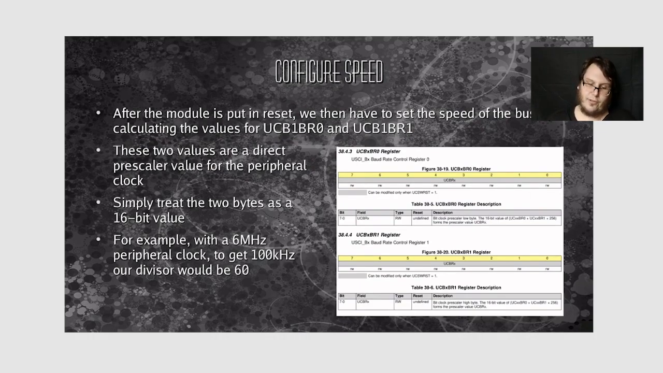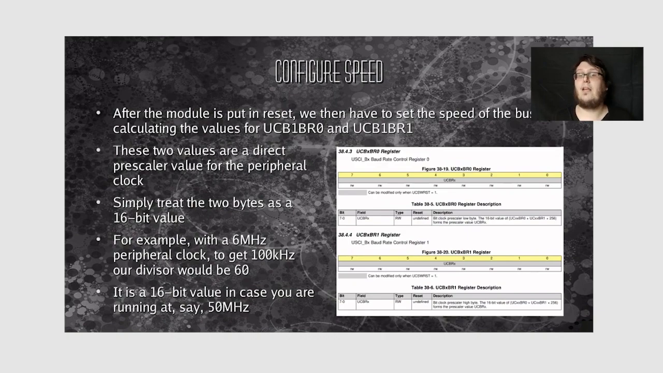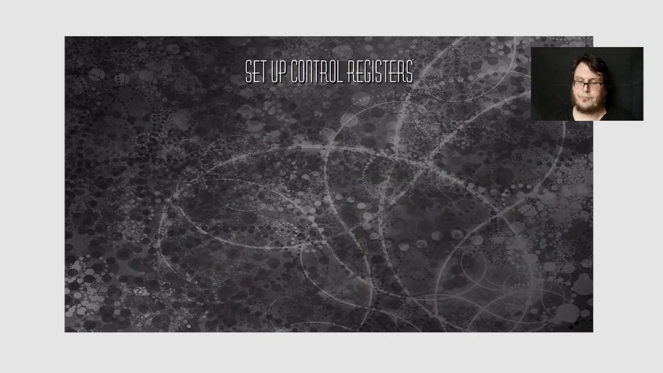For a 6 megahertz peripheral clock, to get 100 kilohertz, our divisor would be 60. It's a 16-bit value, partially because the MSP 430 is a 16-bit processor, but also because we might need to divide by more than 255, especially if you're running at a higher clock speed.